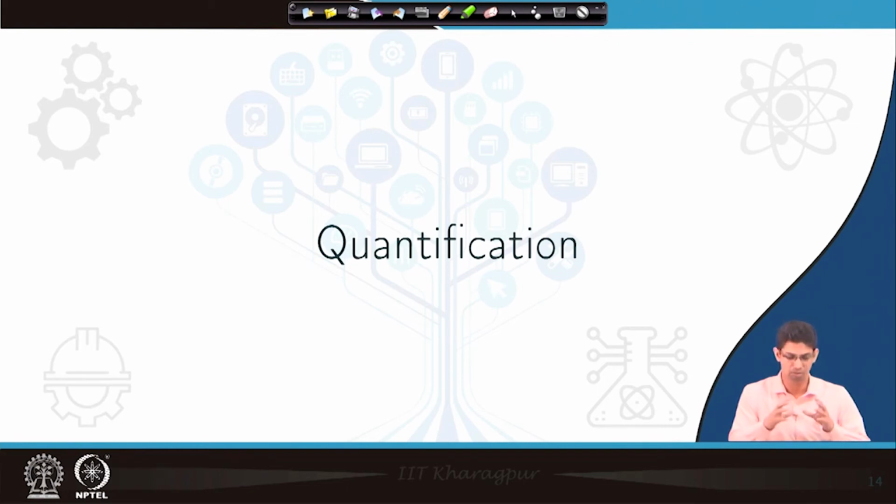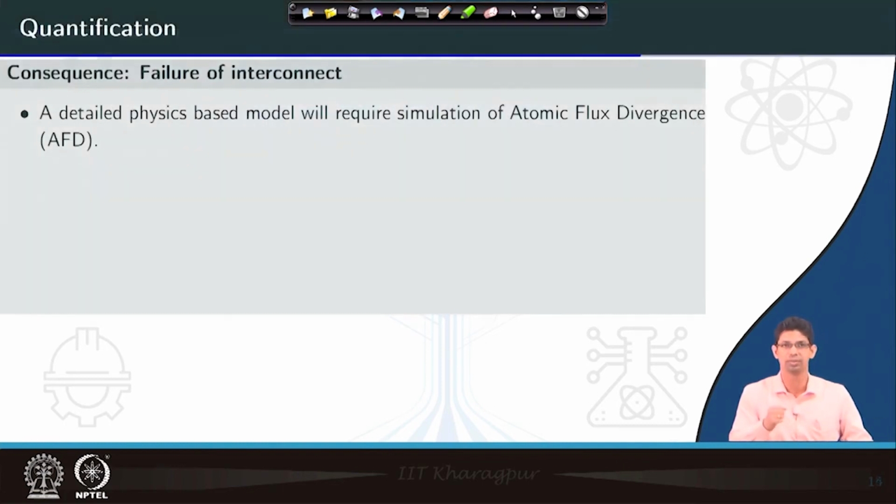To handle this quantification problem at a macroscopic level, we will look at what is median time to failure. A detailed physics based model will require the simulation of atomic flux divergence. This is discussed in the previous paper in Journal of Applied Physics, which I referred.